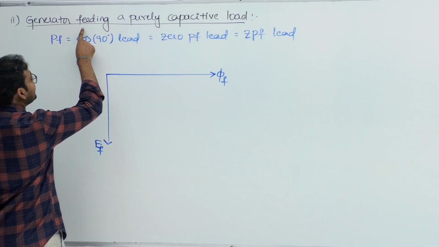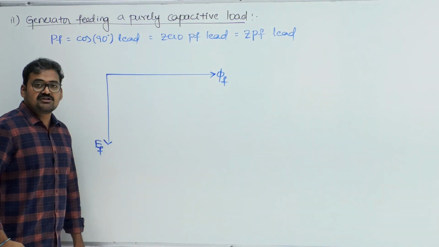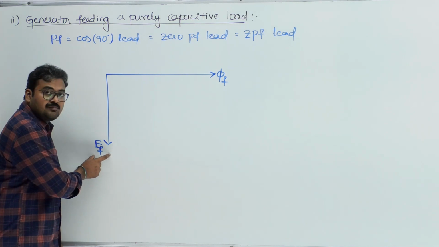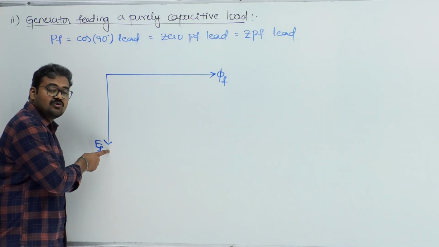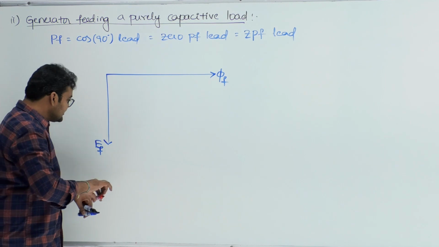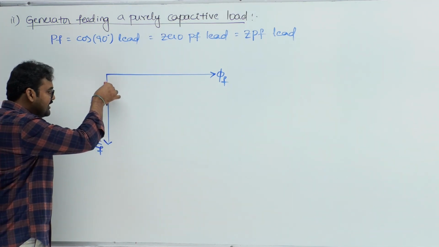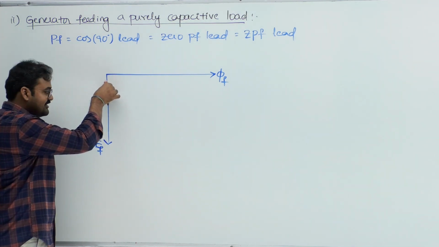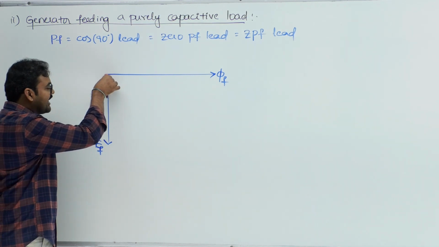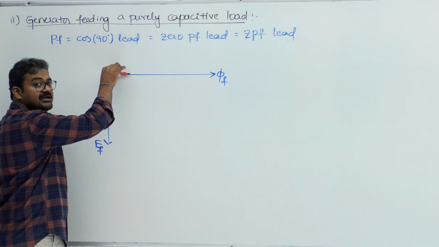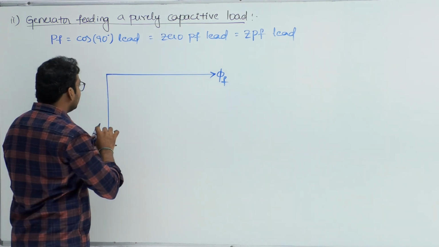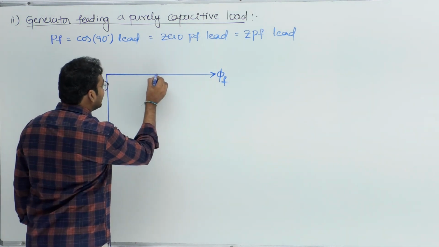What kind of load is connected? Purely capacitive load is connected. Therefore, the current generated by this EMF will lead this voltage by 90 degrees. So, this is the voltage phasor. Leading means clockwise or anti-clockwise? Yes, from the voltage phasor, you have to move in anti-clockwise direction by 90 degrees. So therefore, this is the phasor for armature current.